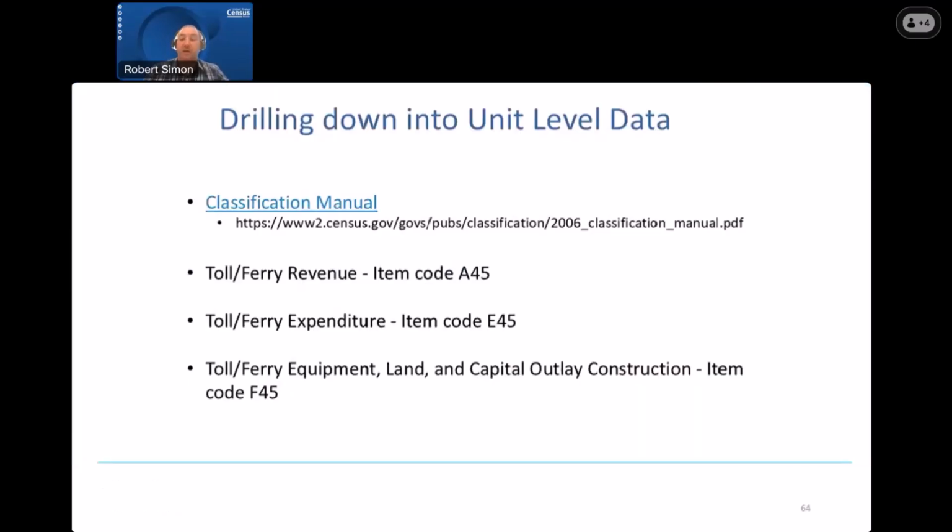This includes salaries, maintenance, enforcement, weatherproofing, and snow cleanup. F45 is another expenditure code. This includes construction, equipment, and land expenses.